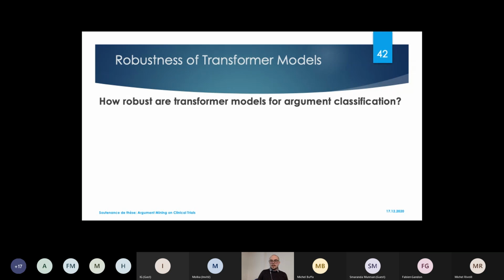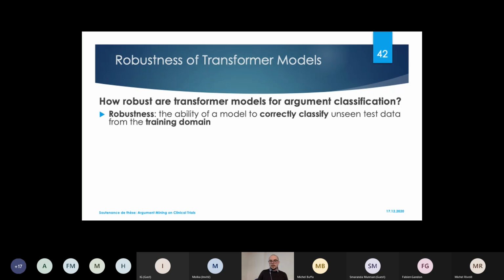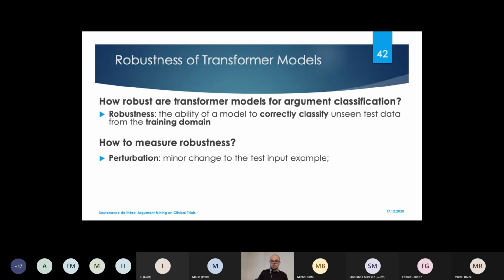So how robust are they to slight linguistic variations of the input? And how do we measure that? So the idea is to create perturbations of the input data. So we change a word in the sentence, which does not change the semantics.